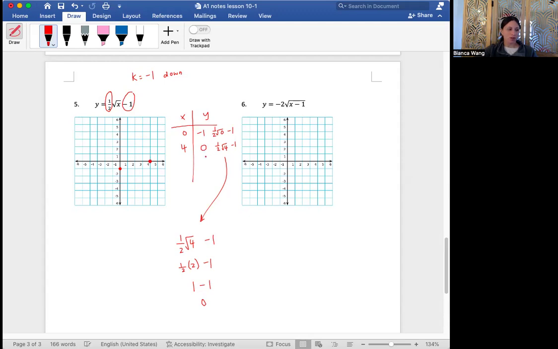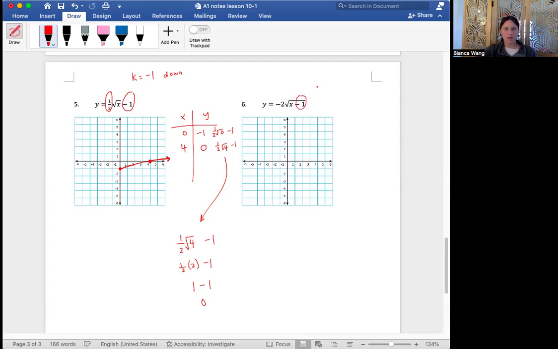And if I wanted to pick another point, I could, but it's probably going to go off my graph that I have. So this curve is compressed, less curvy and wide. Let's look at another example.